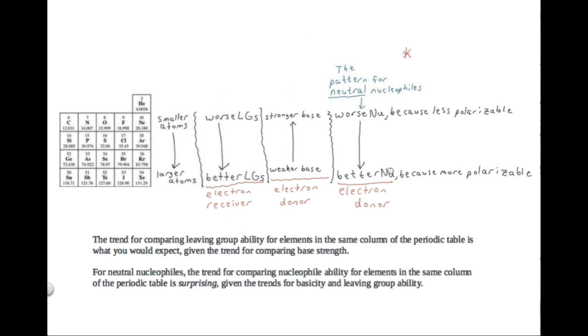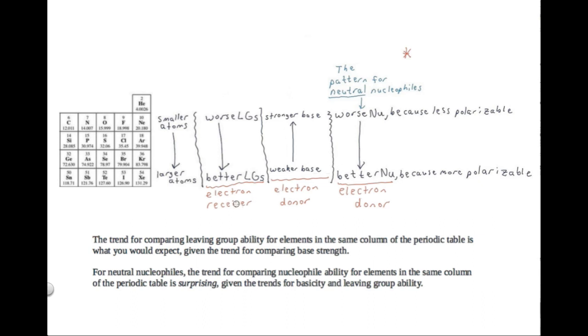Nucleophiles are electron donors, which makes them similar to bases. Since both bases and nucleophiles are electron donors, you might have expected that they would have the same trend. But surprisingly, it turns out experimentally that the trend for nucleophiles, for neutral nucleophiles in the same column, is the opposite to the trend for bases, even though they're both electron donors. That's a surprising experimental fact that we just have to memorize.